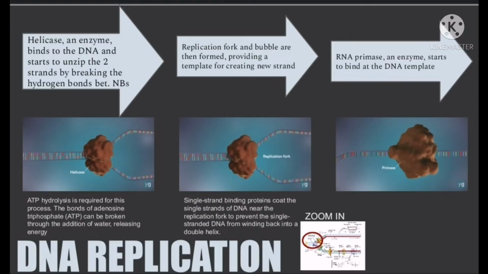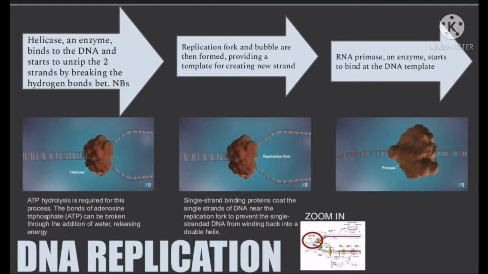Another diagram for DNA replication, wherein you can see the helicase. This helicase is an enzyme that binds to the DNA and starts to unzip the two strands by breaking the hydrogen bonds. You can also notice in this diagram the separation of the two single strands of DNA that creates what we call the replication fork. It is a Y shape, providing a template for creating a new strand.